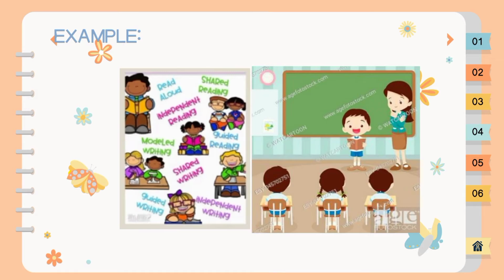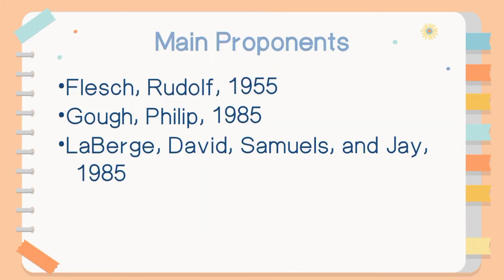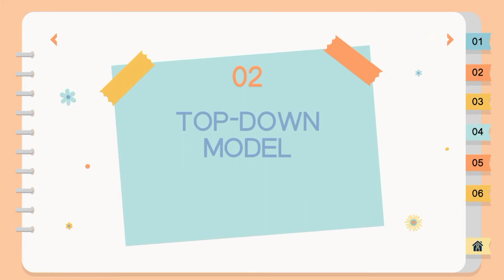So for example, you ask the learners to read aloud. When you ask your students to read aloud in front of their classmates, they cannot focus on the meaning of what they read, but rather they focus on how they pronounce the letters or the words. In the bottom-up model, readers need to identify letter features and combine letters to recognize spelling patterns. Now let's proceed to the top-down reading model.